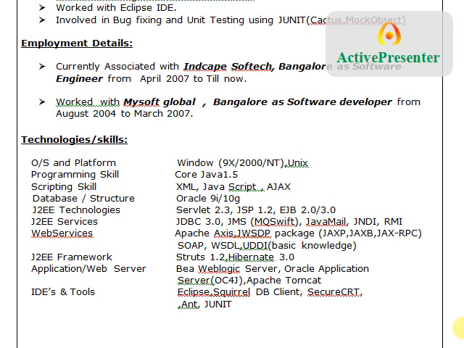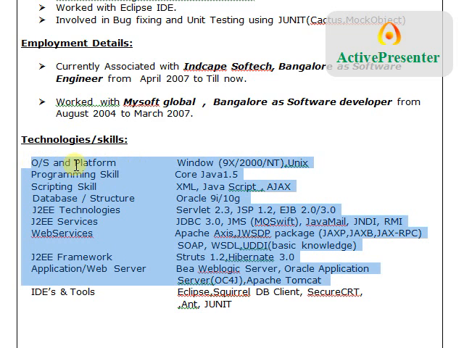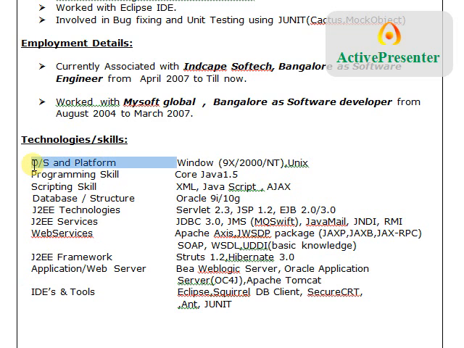Let us now understand the technical skills, or the technology skills summary section. So this again is a summary. If you look at this, it will have almost all the types of technologies that are available in the IT industry today. So it will have something related to operating system and platform, programming skills, scripting skills, database technologies, etc.